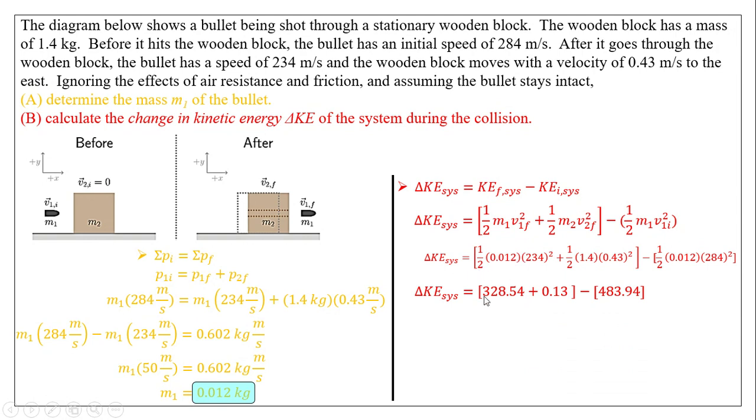The first term here should come out to about 328.54. The second term, 1/2 times 1.4 times 0.43 squared, should be about 0.13. We're going to add those two terms up and then subtract from the initial KE of the whole system, which is about 483.94. If we add those two things together, it should be about 328.553. Subtract that from 483.94, and therefore the change in kinetic energy should come out to about negative 155.387 joules, and that is our answer for part B.